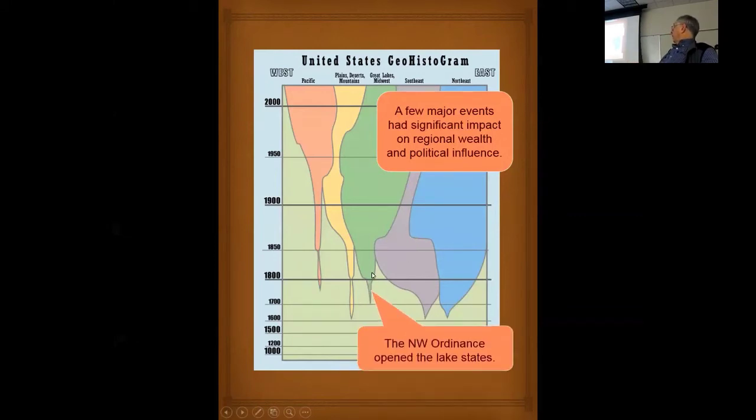The Northwest Ordinance opened up this area, and it suddenly started to expand fairly rapidly. The Louisiana Purchase opened up that area. The Gold Rush opened up that area. Just to clarify, the World GeoHistoGram goes over and crosses continents, and that's not the case here. They're not going into other territories.